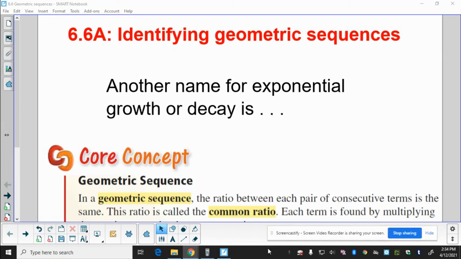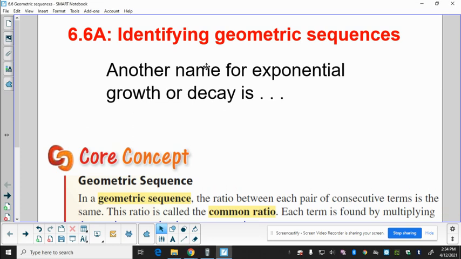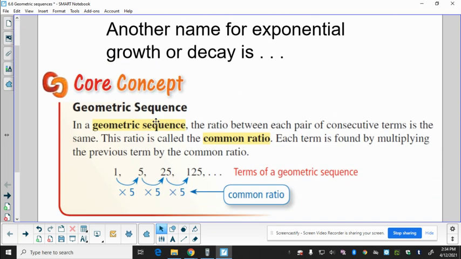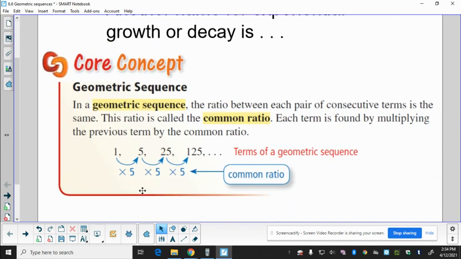Today's lesson, 6.6a, identifying geometric sequences. So as you can see here on the board, we've studied exponential growth or decay, and this is basically the same thing as that. So let's take a look at this core concept. Let's read through it.